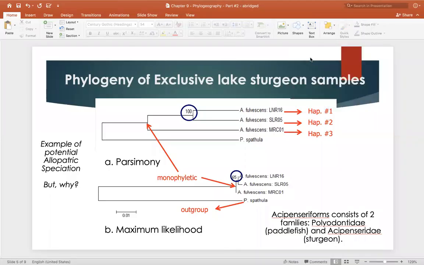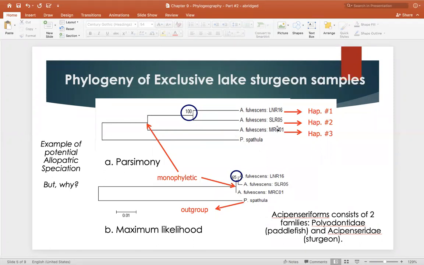Now, as we look at these relationships a little bit more, one thing we should notice is that looking at the outgroup, we have one divergence that results, regardless of parsimony versus maximum likelihood, one monophyletic clade that shows the relation of all of the Lake Sturgeon in this particular study. But one should also note that when observing our haplotypes 1, 2, and 3, we should also notice that there is another divergence that is occurring.